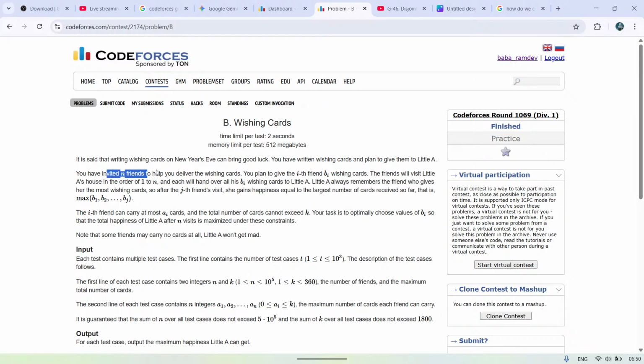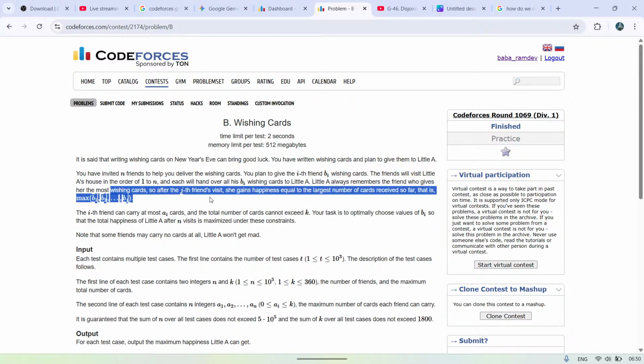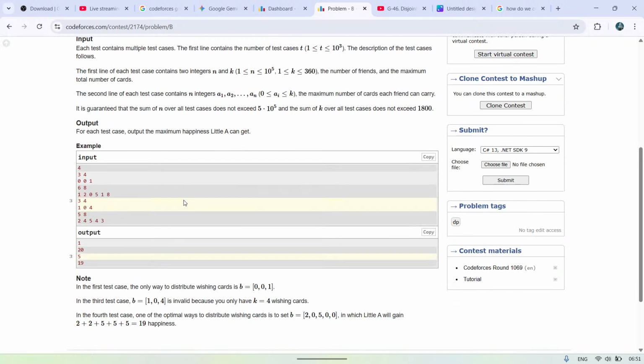You have invited n friends to help you deliver the wishing cards. Your plan is to give the ith friend a_i wishing cards. The friends will visit little A's house in the order from 1 to n, and each will hand over all his wishing cards to little A. Little A always remembers the friend who gives her the most wishing cards. After the jth friend visits, he gains happiness equal to the largest number of cards received so far. That is. Oh, okay.